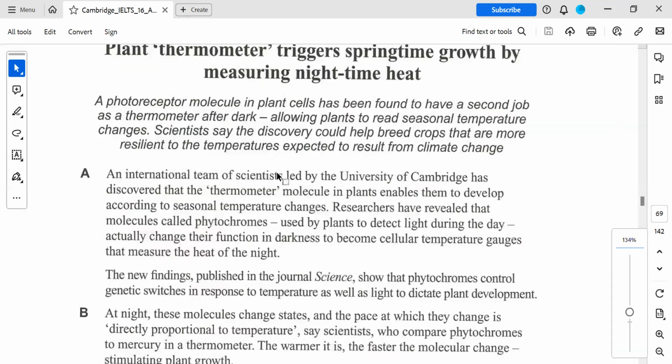Next. Now, read this. Again, international team of scientists, I don't care. When you read this, don't remember this. Just understand it's people from some university who discovered that. Then what follows is the same thing. Researchers have revealed that molecules called, all these are details. How will you get the heat and what will happen, and the new findings published show that photochromes control genetically. What does that mean? It is helpful in some way. All of this has been revealed. They are switching, doing something.